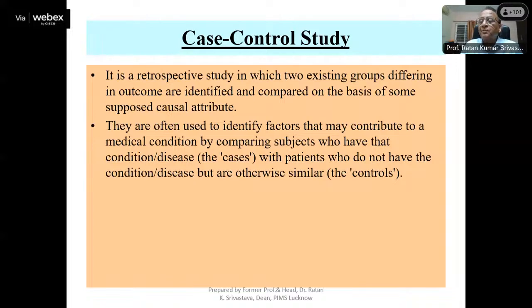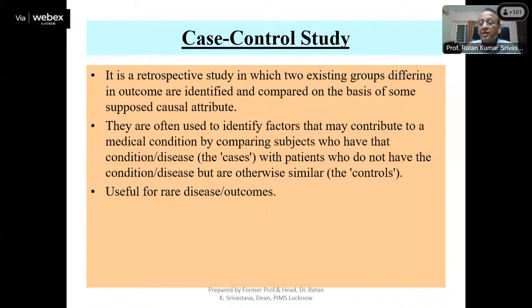In case control, please be careful with interpretation. You say the exposure of the risk factor, or the presence of the risk factor, is 5 times more or 5 times less. So you never say disease occurrence, because occurrence you take in cohort study. In case control, the disease has already occurred. Now you only take a retrospective study and try to find out how the risk factor was present in how many people.